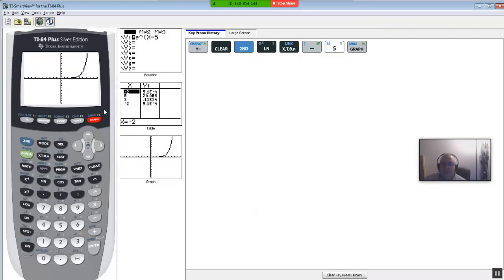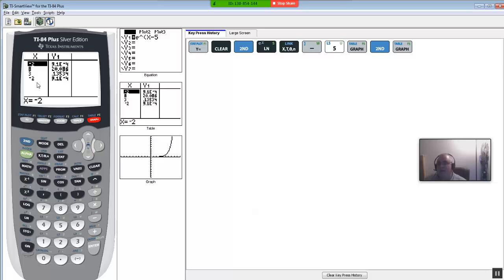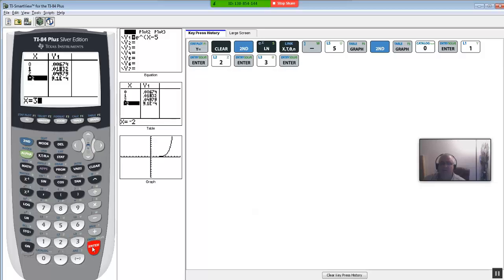Now, to get exact points, if that's what it's wanting, you can go to your table. If you do second graph, that'll take you to the table. Now, you may have a whole bunch of numbers listed here, or if you've set your calculator for ask mode, as we did earlier in the course, then it'll allow you to put numbers in. So if we put 0 in and push enter, 1 in, enter, 2 enter, 3 enter. So those are values you can use to graph.